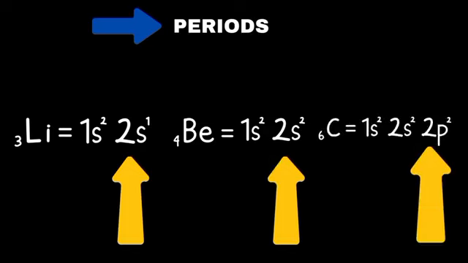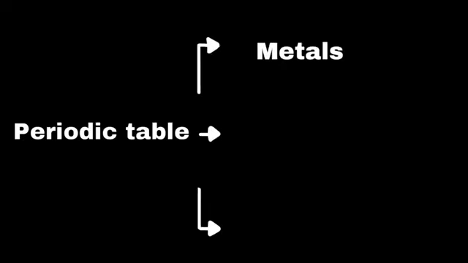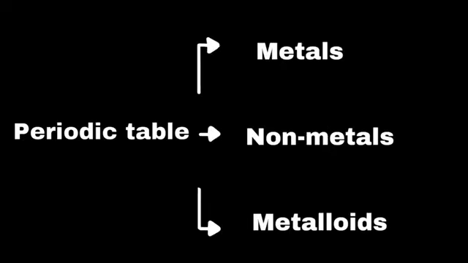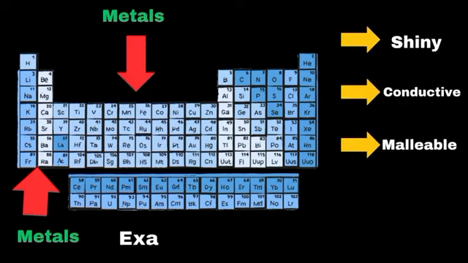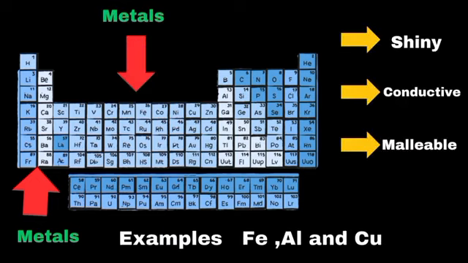The periodic table is divided into 3 main categories of elements: metals, nonmetals, and metalloids. Metals are found on the left and center of the table, and are shiny, conductive, and malleable. Examples include iron, aluminum, and copper.